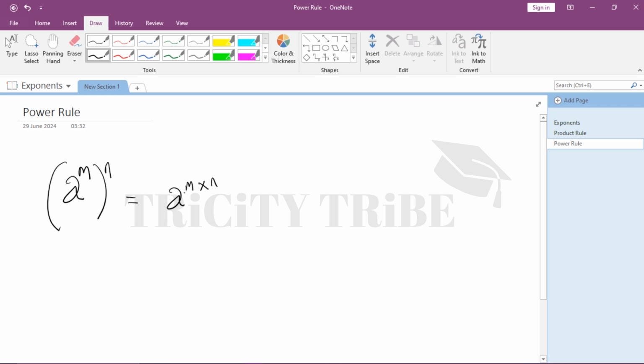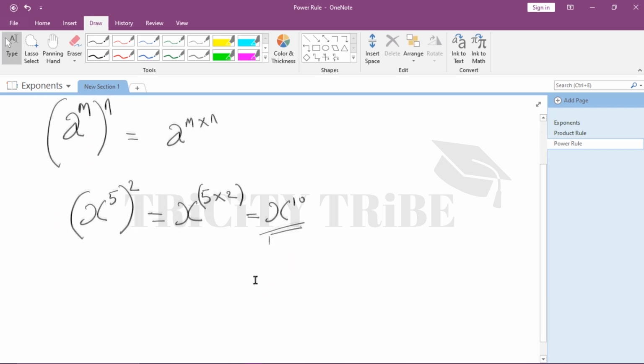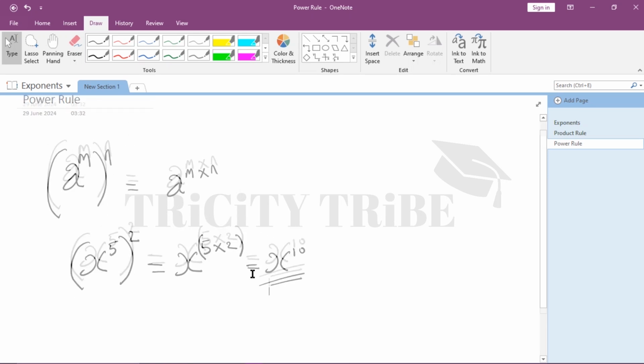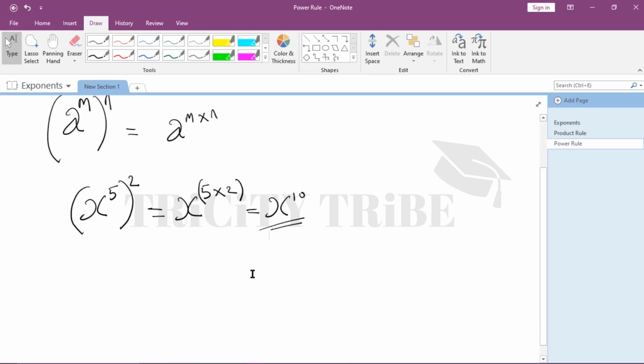It's quite similar to the product rule, but the power rule is different in the sense that if you have x raised to power 5 and you close it in brackets and you put 2 outside like this, it means what? x raised to power 5 multiplied by 2. That's what? x raised to power 10. It's different from the product rule. Take notes. It's very different, and I'll give you a very good summary.